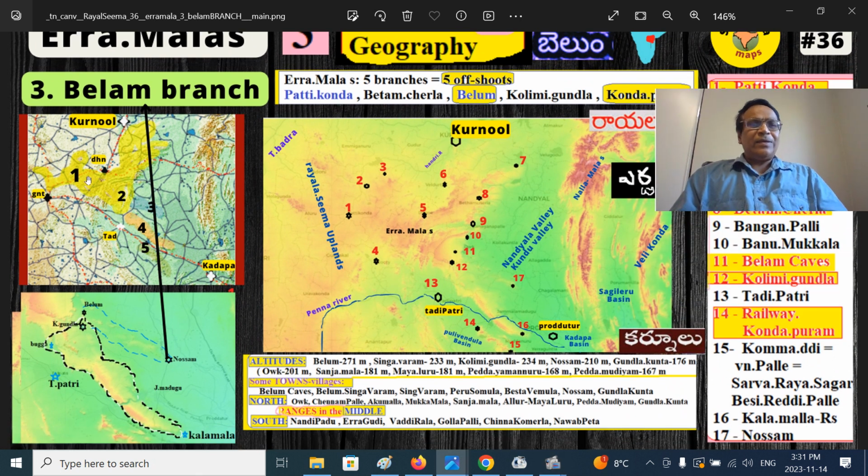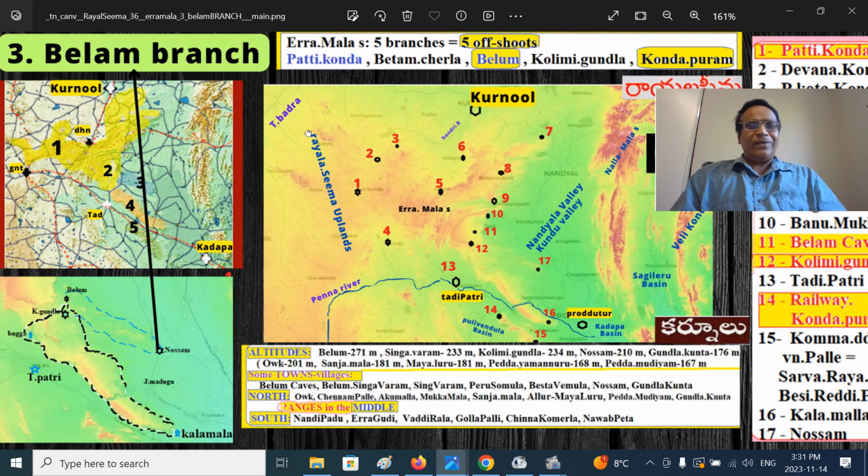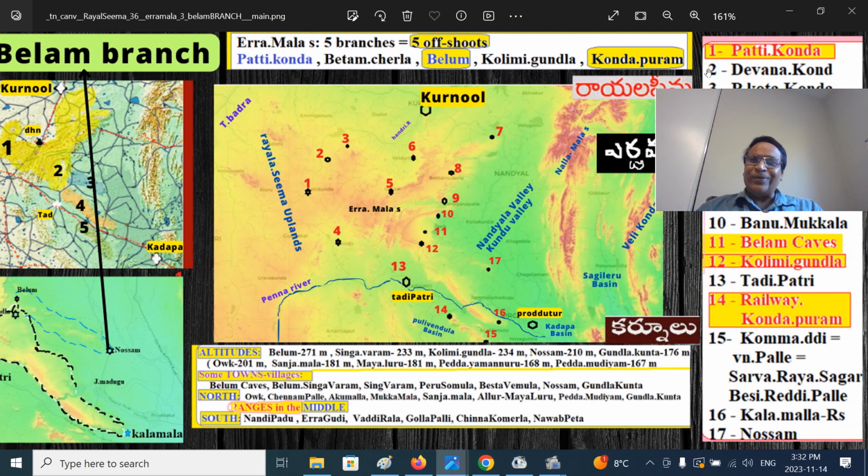You see, this is the Erramala range. We jotted, discerned the 5 regions. 1, 2, 3, 4, 5. Number 3 is the current Belum branch, or you can say Ouku branch. You can see this. Nossam on the east side, Belum caves, Belum on the west side. Among all the Rayalaseema 5 branches, this is more subdued. That means there is not that much higher elevation. It's not that much rugged. In that sense, it is quite unique. You have to keep in mind.